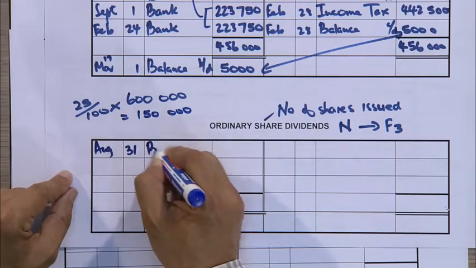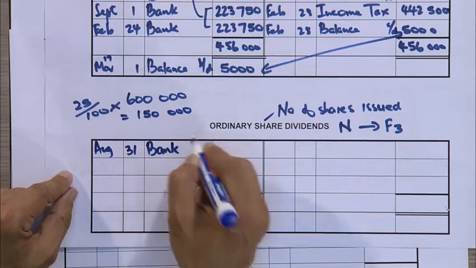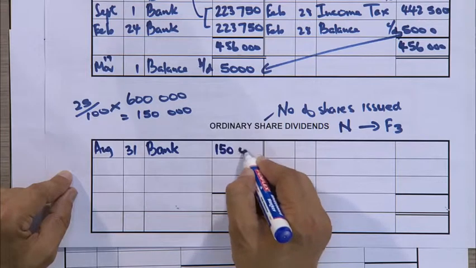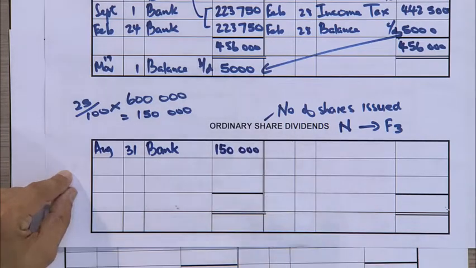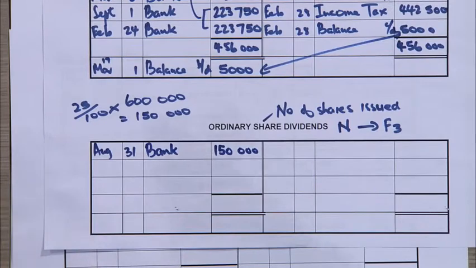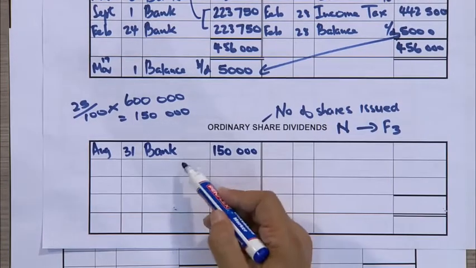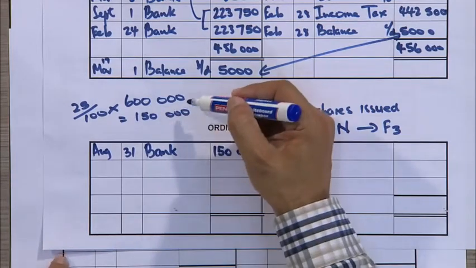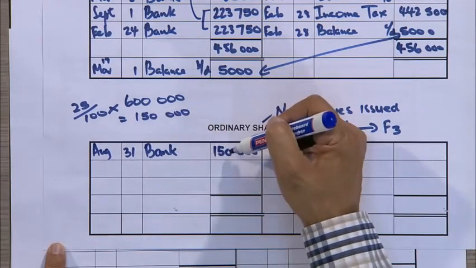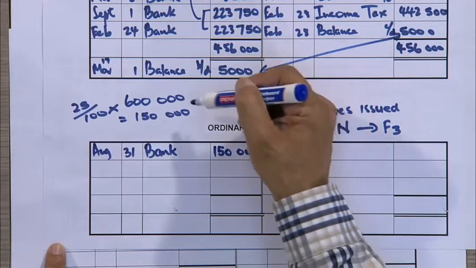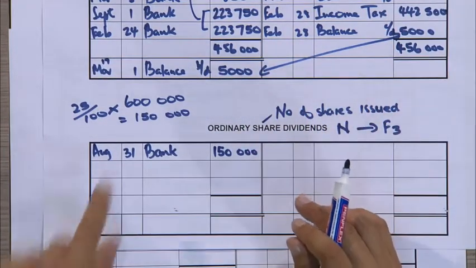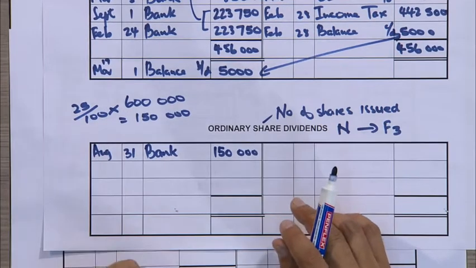Now this is happening on August 31st, and we are paying this, so it will be bank 150,000. So it's again just bank because we're paying. It's an interim dividend. To get the amount, it's 600,000. They tell you that the new shareholders, the extra 400,000 that you've issued, don't qualify for dividends, so you only take the 600,000.